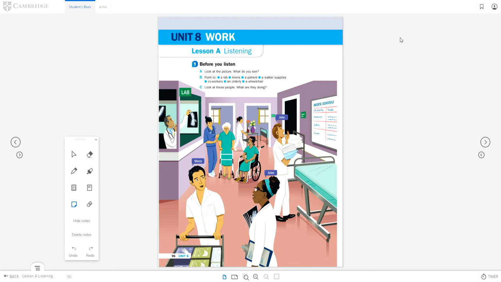But let's go to page 96, Lesson A, Unit 8. And this is the page. Let's take a look and see what we have for today. Okay? So, look at the picture here. Look at this big picture. What do you see here? What do you think this place is? Do you think this is an interesting place? So tell me, what do you see?